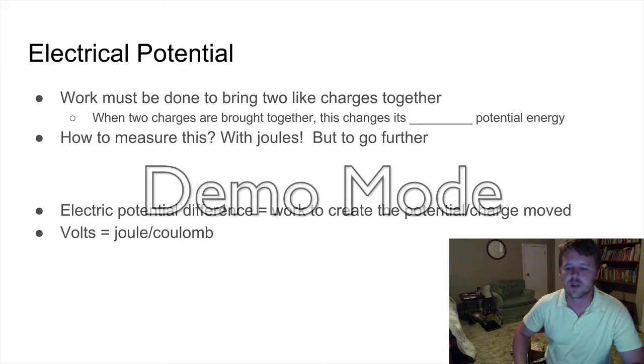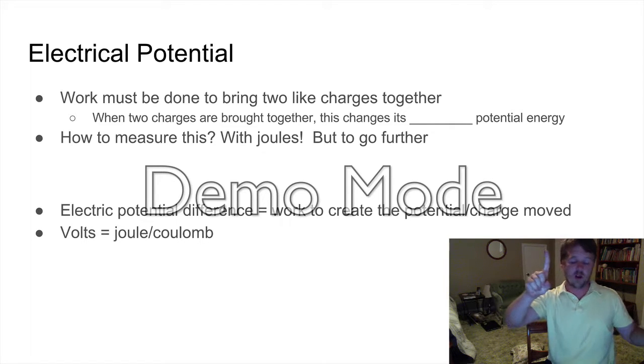The work to create the potential divided by the charge moved. The charge moved is in coulombs, so it's joules per coulomb. So if I go from 6 volts to 12 volts to 24 volts, just imagine that the bottom is just 1 coulomb. But the top goes from 6 to 12 to 24.